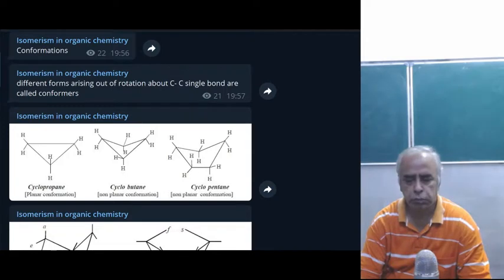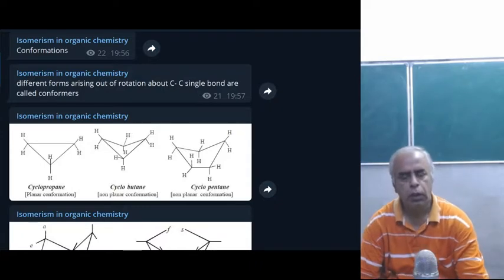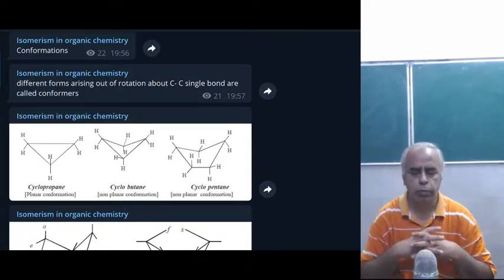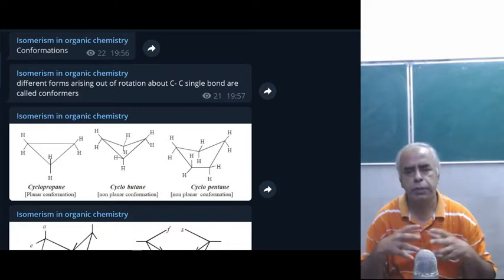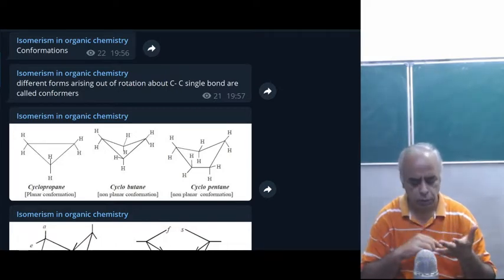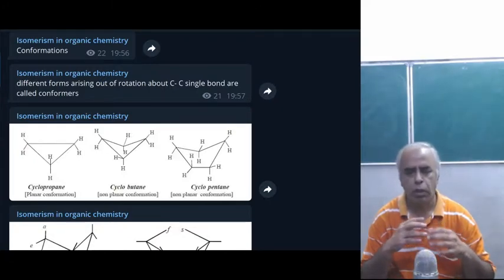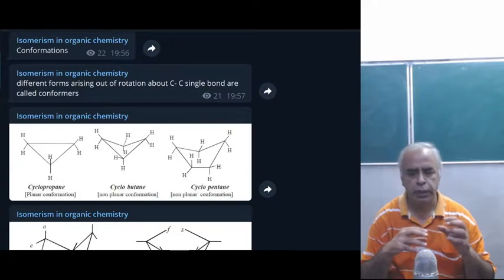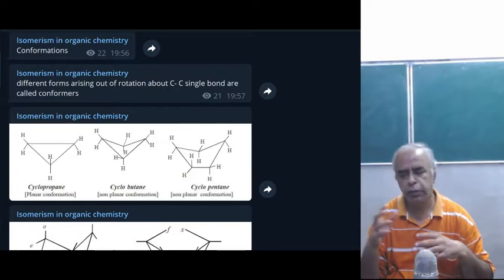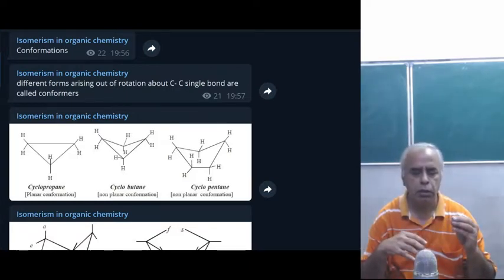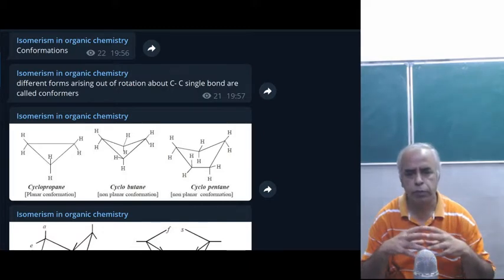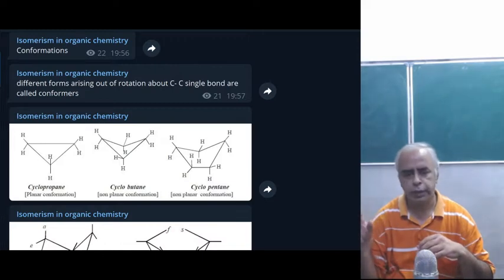In today's session, I am going to discuss conformations. You know something about isomers. We have discussed isomers in the previous sessions. We know about structural isomerism, under which we have functional isomerism, tautomerism, and chain isomerism. On the other side, we know about geometric isomerism, and we have already discussed optical isomerism.